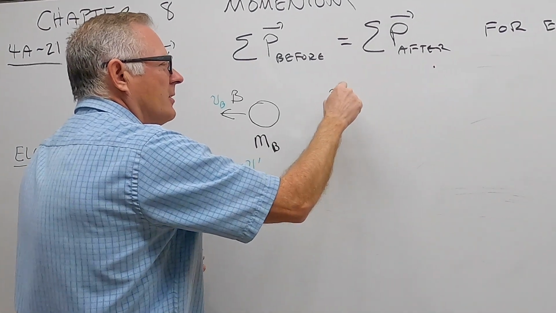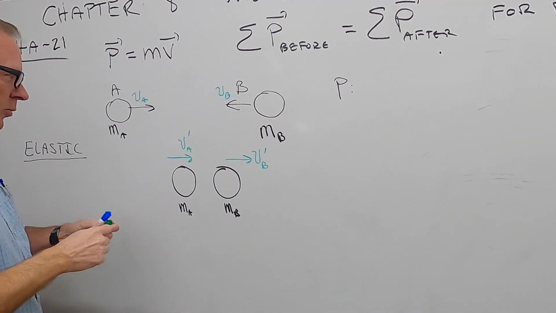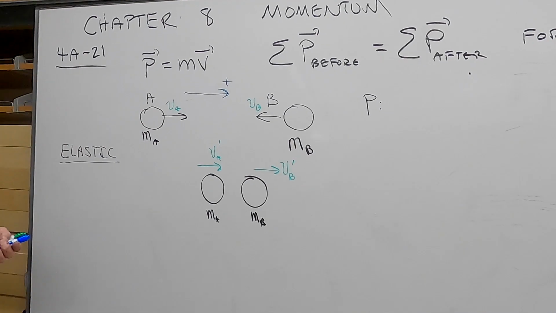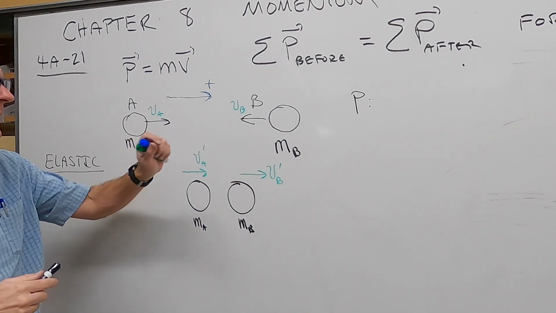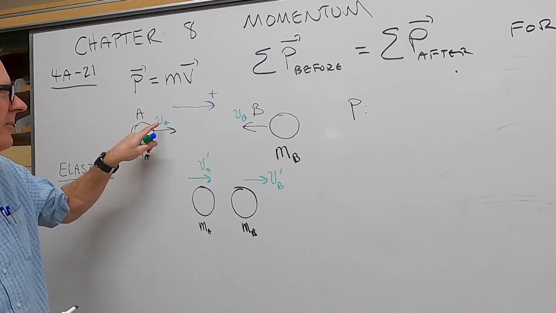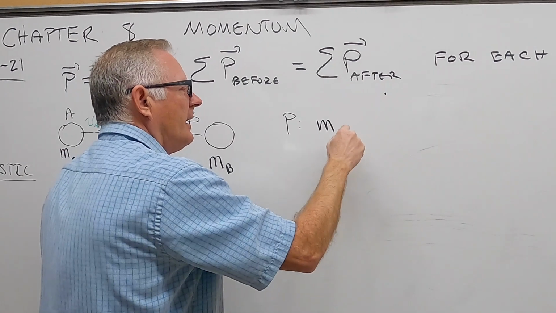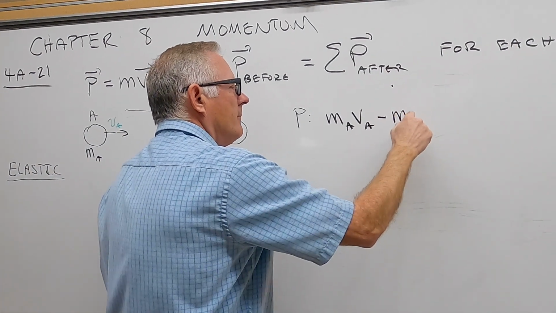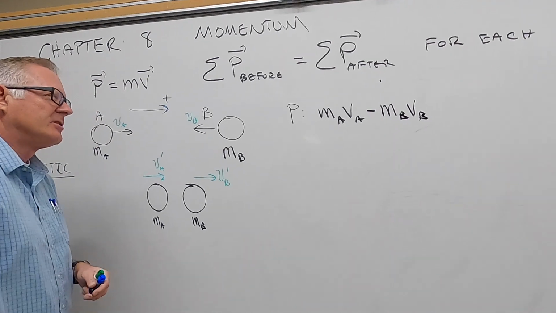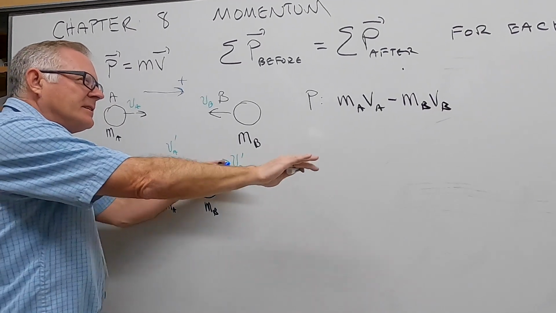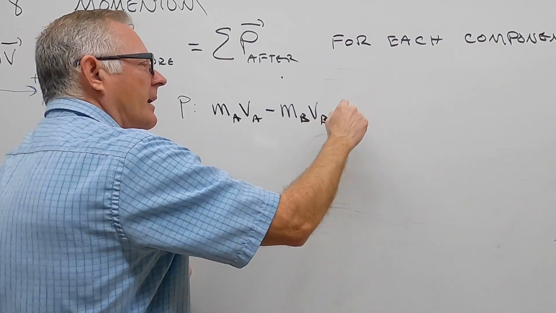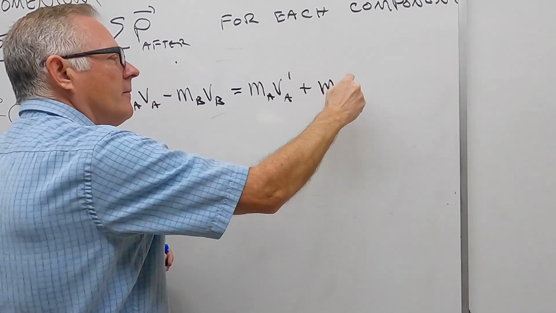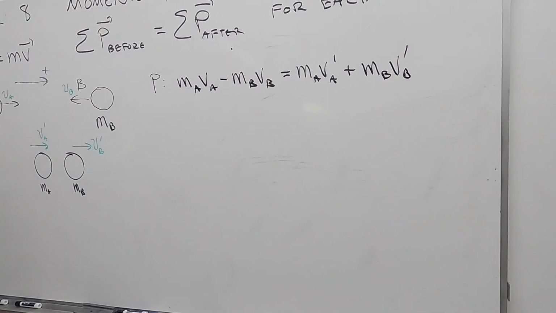If we write out the momentum equation, I need to put a coordinate system in. We'll call everything in that direction positive. So my positive direction is that way. So before the collision, this one has positive momentum, that one has negative momentum. So we have MAVA minus MBVB. That's the momentum before, and then afterwards they're both positive because they're both moving to the right. So you have MA VA prime plus MB VB prime. There is the momentum equation.